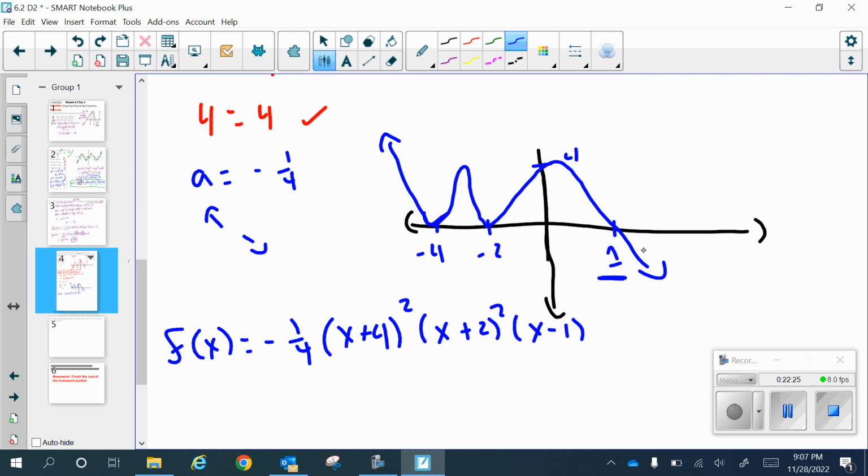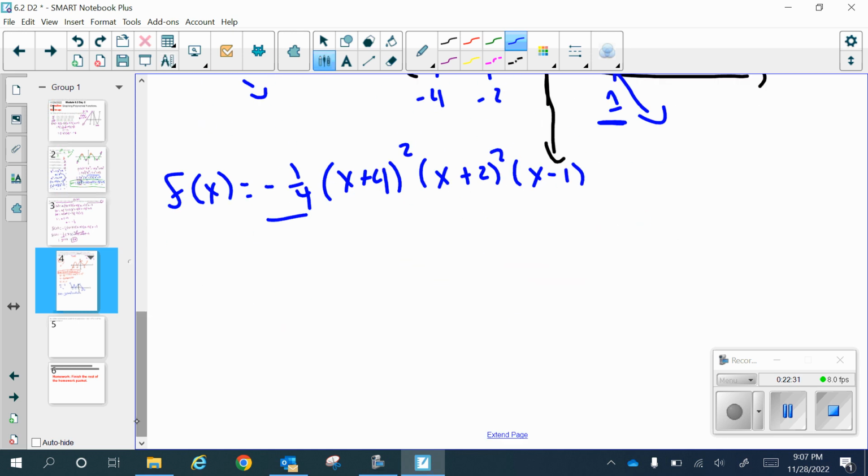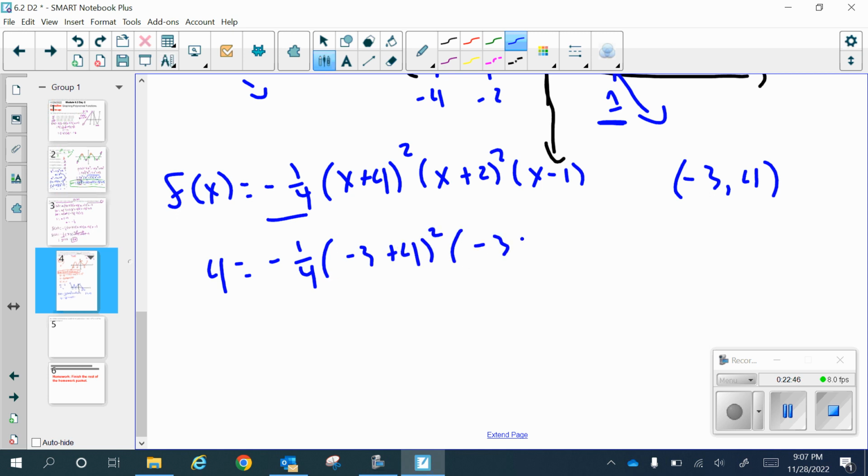I wanted a degree of 5 with a leading coefficient of -1/4. That's what the graph shows, and that's what I have here. So now I need to make sure that the point (-3, 4) actually exists in this graph. I'm going to plug it in, and I get that 4 equals -1/4 times (-3 + 4) all squared times (-3 + 2) squared times (-3 - 1).